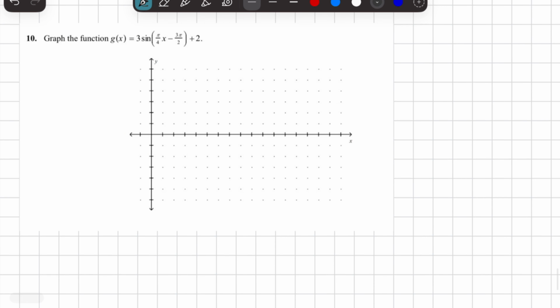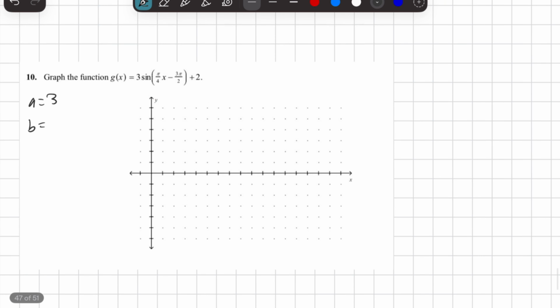Okay, next question. We have another graphing problem. This one is a sine graph, so you can go ahead and try this. If not, I'll work through it. So this one we actually have an h value, so there is a phase shift. So let's go ahead and write out everything that matters.